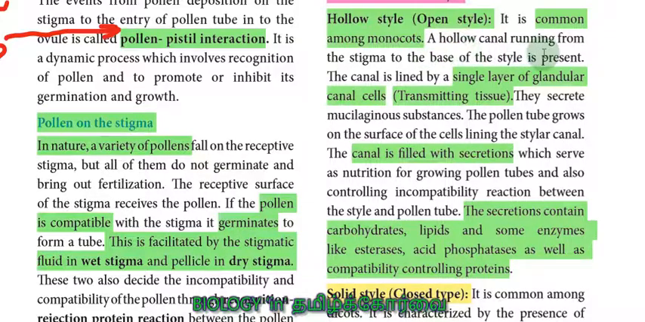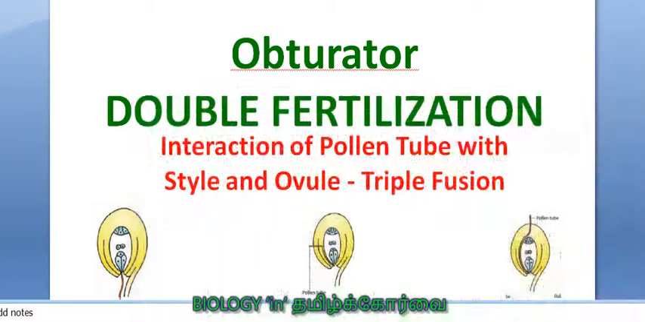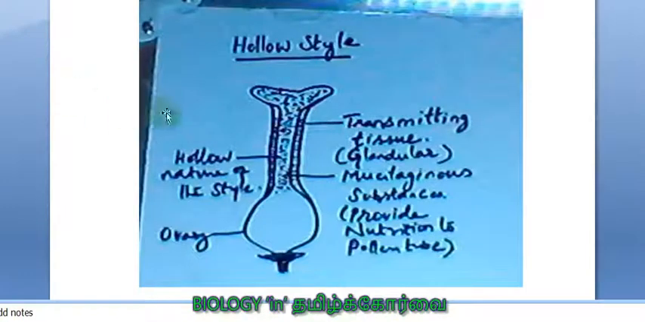A hollow canal running from the stigma to the base of the style is present. The canal is lined by a single layer of glandular canal cells. They are called transmitting tissue. Now let us see in the picture how it is present. Now you can see the hollow style. This is the style, this is the stigma, and this is the ovary. And here you can see the hollow.